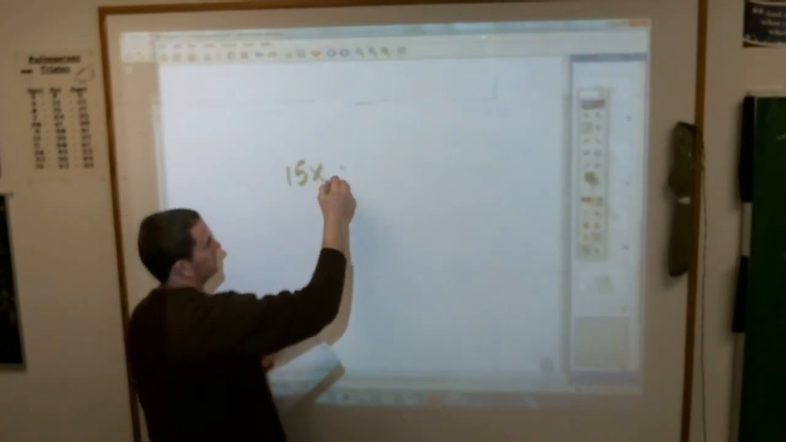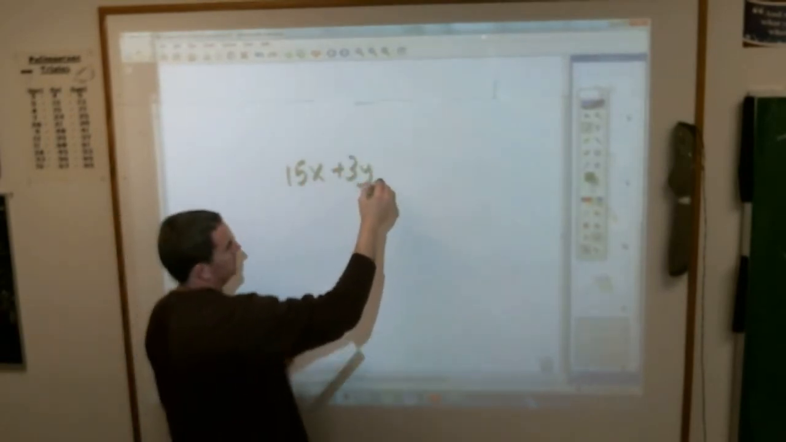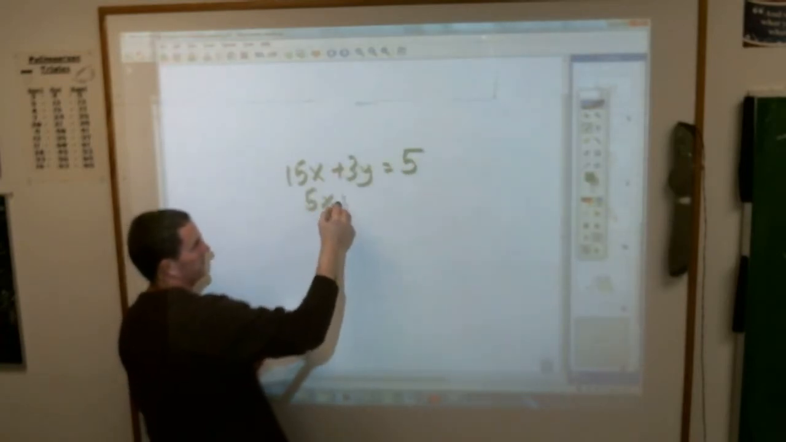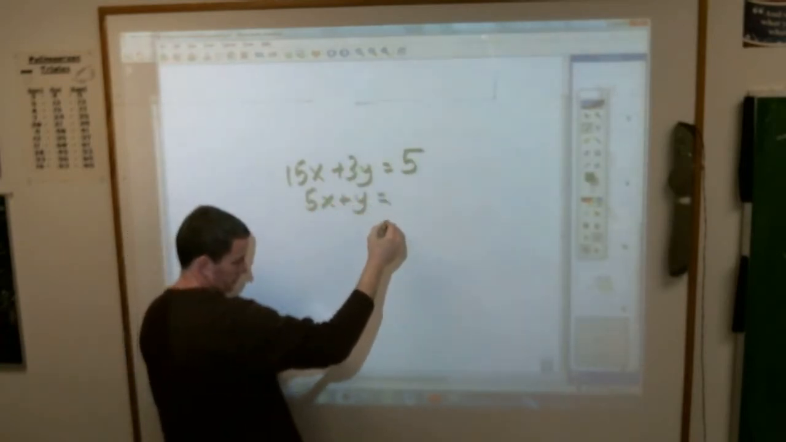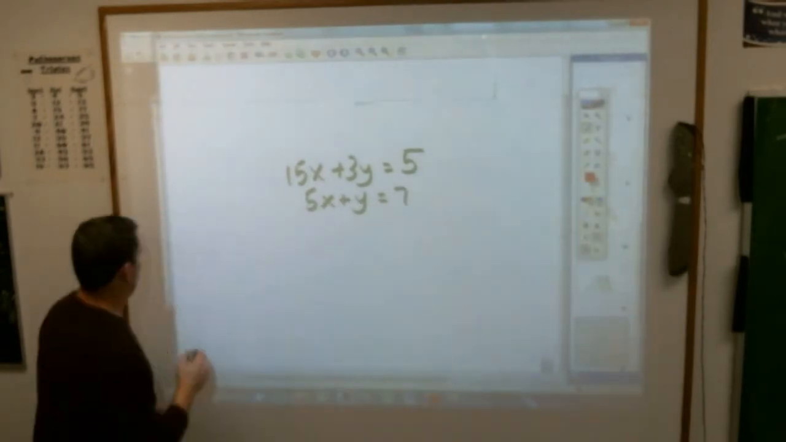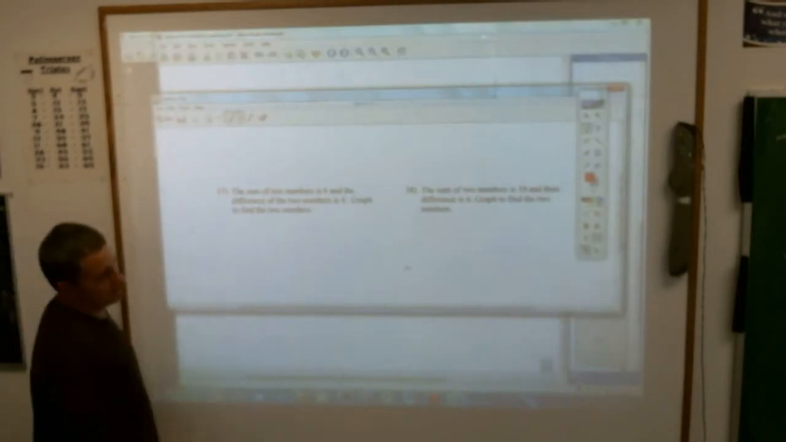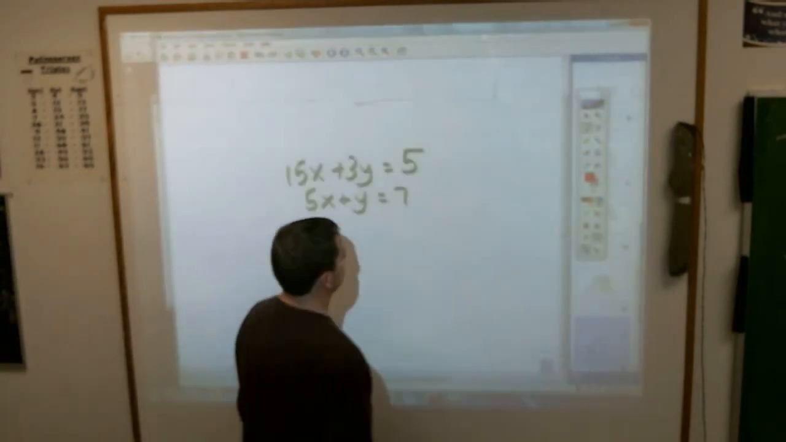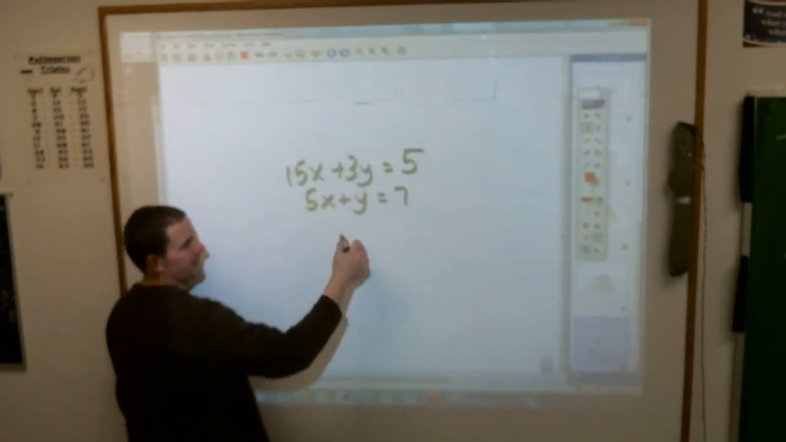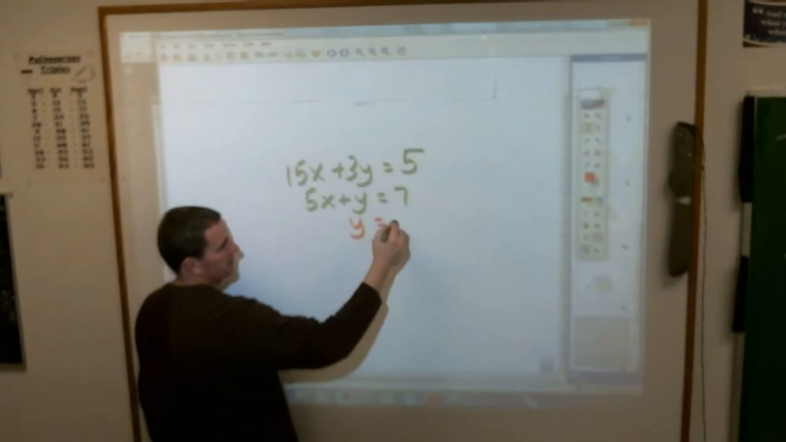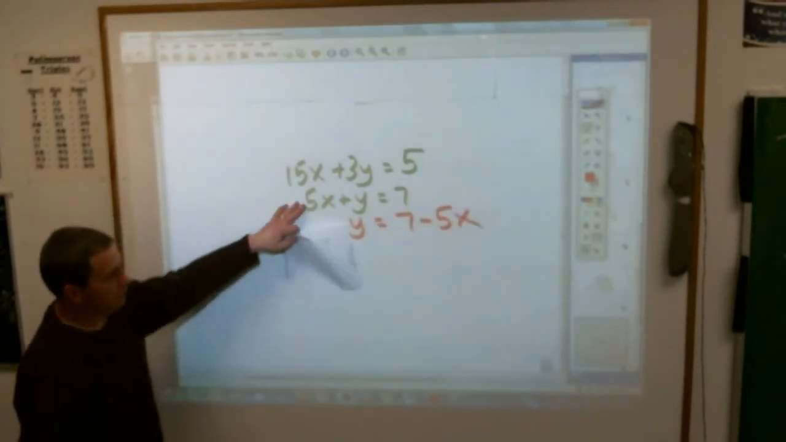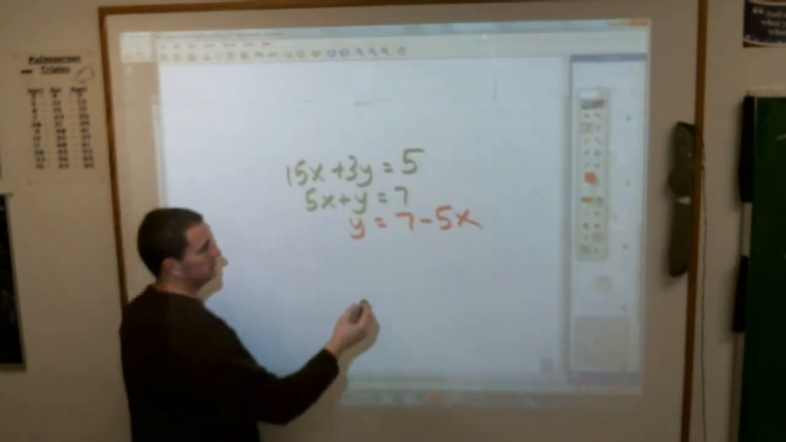15x plus 3y equals 5. 5x plus y equals 7. Which one are you going to solve for and why? You want to solve this one. This is the only letter that's by itself, so you just need to get rid of that 5x. So y equals 7 minus 5x. Move that 5 over there. Now, I'll let you go from there.